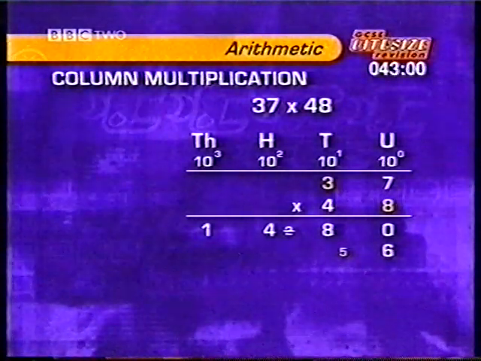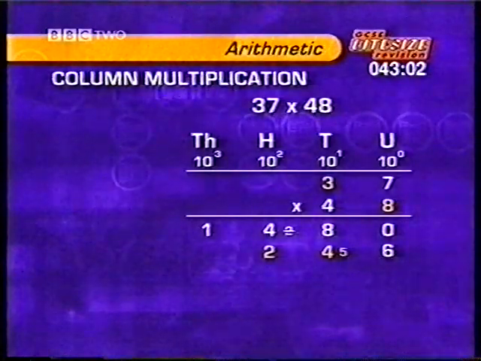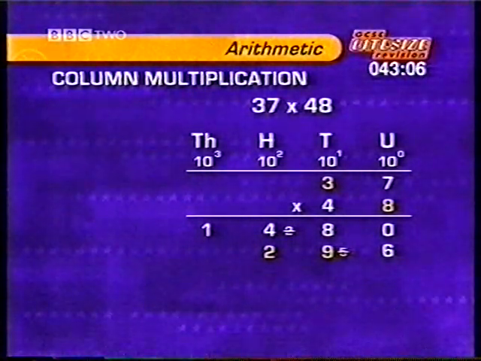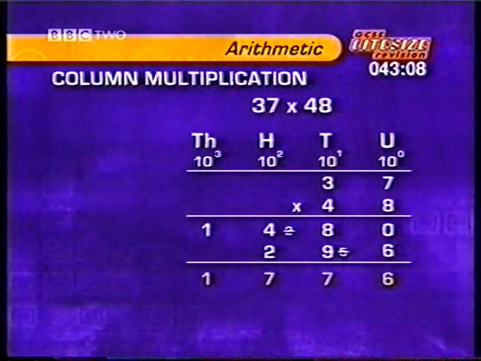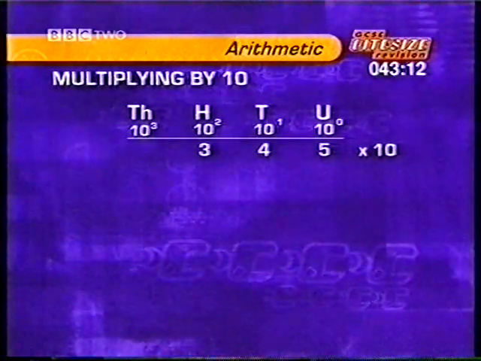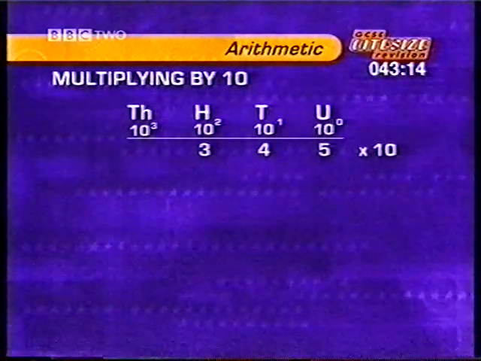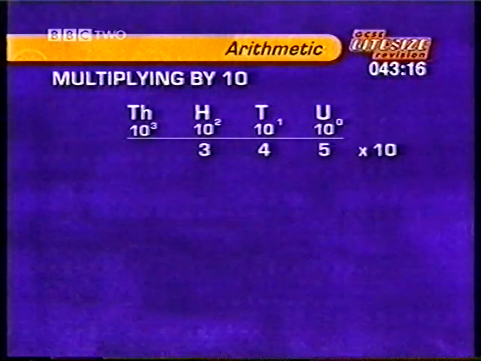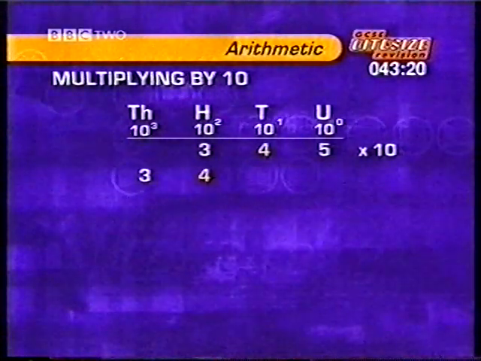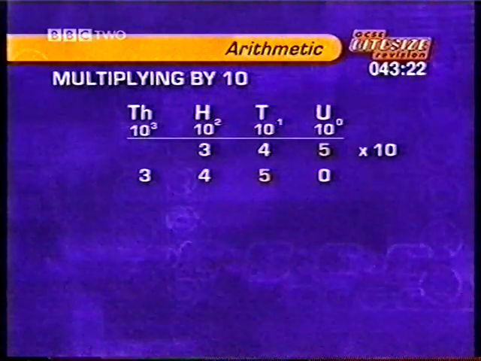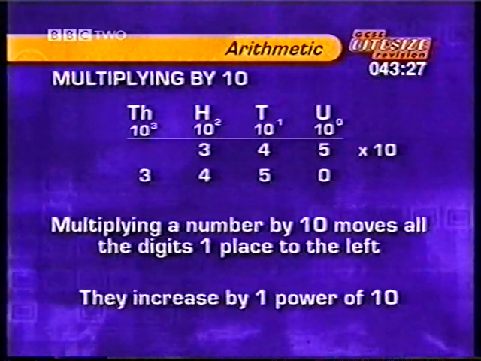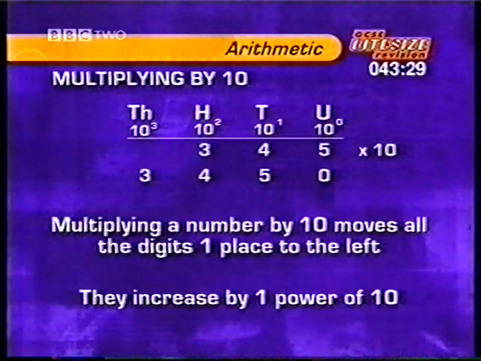8 times 30 is 240, plus the 50 already parked there gives 290. The final step is to add the subtotals to get the answer, 1776. To multiply by powers of 10, use your understanding of place value. To multiply 345 by 10, the hundreds become thousands, the tens become hundreds, and the units become tens. The digits move to the left by 1 column. They all increase by 1 power of 10.